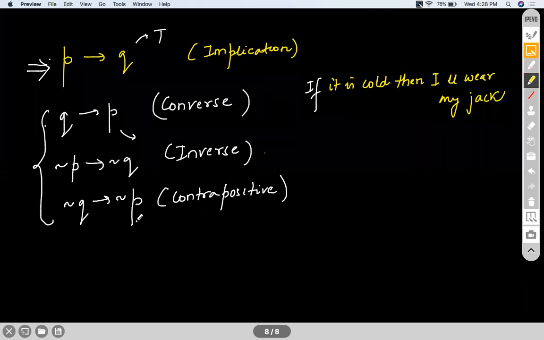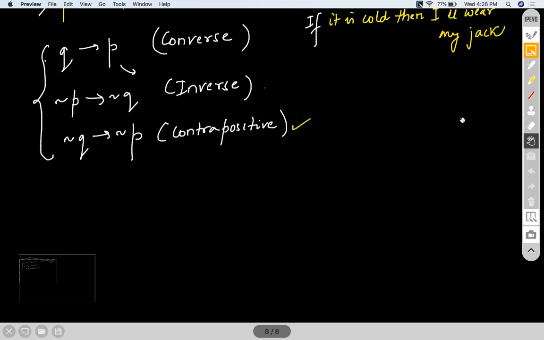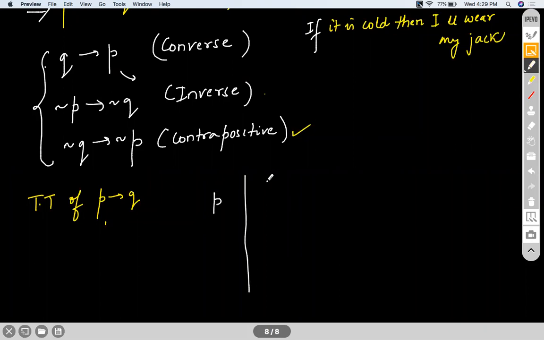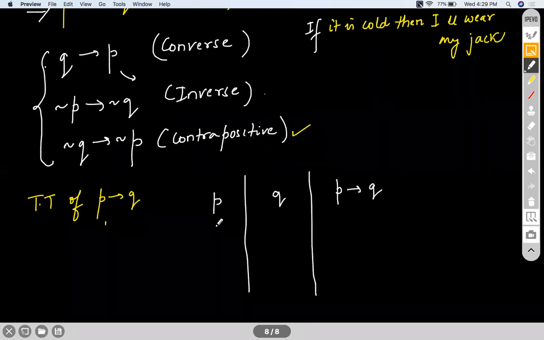So the answer to that is yes, contrapositive, but we'll see that through truth tables. Let the truth table tell me that this and this are logically equivalent. First of all, let us see the truth table of if P then Q. Listen to this very, very carefully. It may be surprising to some of you.